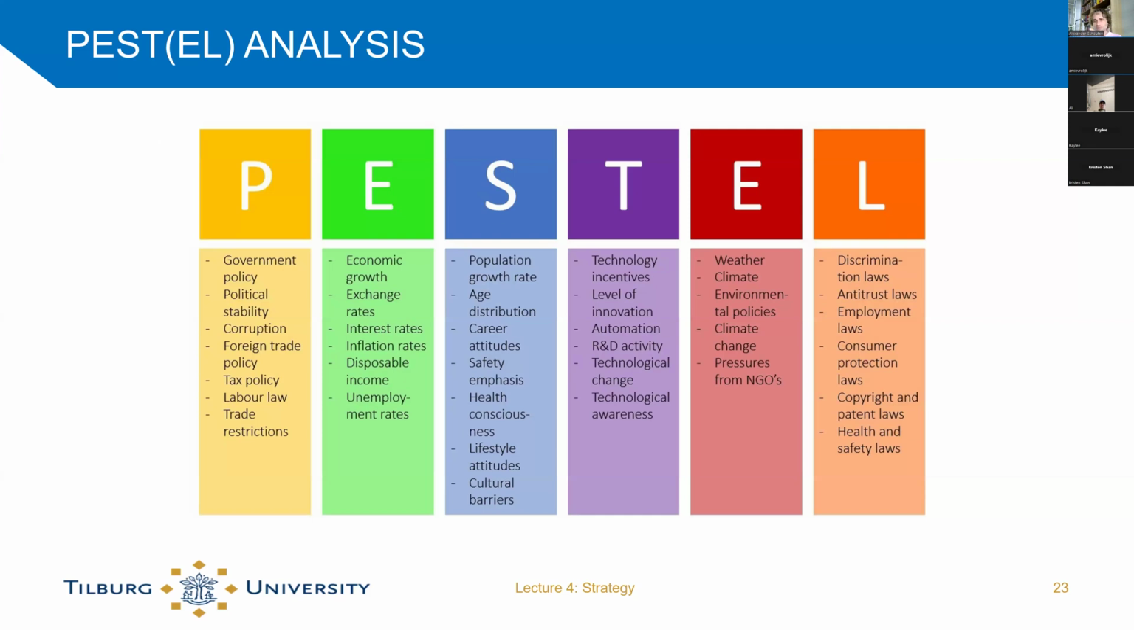So things like, what are government policies? What's the political stability? Is there a lot of corruption in the countries that I operate in? Are there changes in tax policies, labor laws, things like that I need to take into account as my organization? That's the P. E is economic. What do we see happen in the foreseeable future? Will we end in a recession?